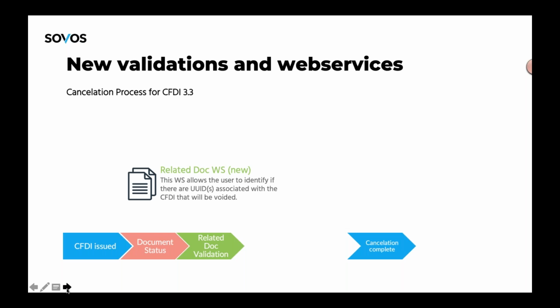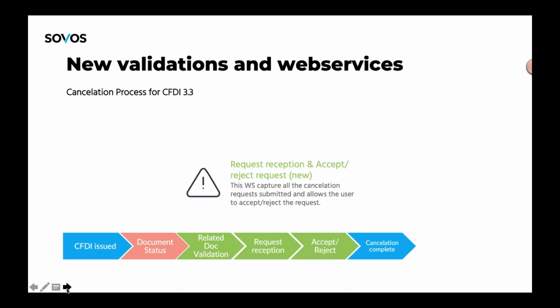So if you have some related documents in the process, you cannot cancel the document. You need to cancel all the related documents. So that is one of the rejections that you can cause in this process. And there are another couple of web services that appear in the process, which are, of course, request the cancellation, so send the cancellation request, and also accept and reject the cancellation request from the inbound side.